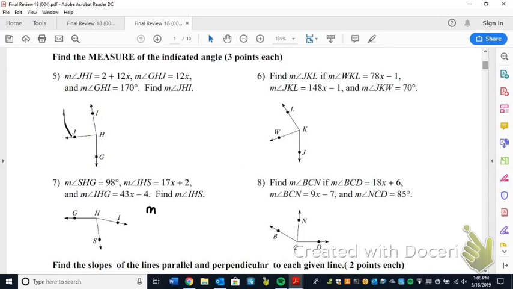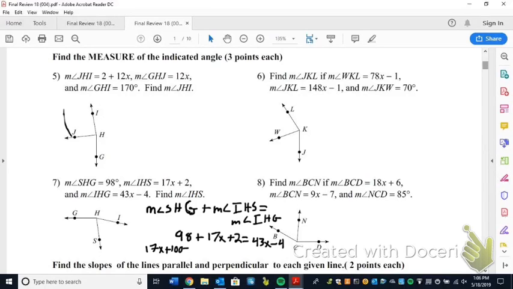Number 7. So here we're going to go the measure of SHG, that's this angle right here, plus the measure of IHS, that's this angle right here, equals the measure of angle IHG. That outside angle right there. See? Okay. So we're going to go 98 plus 17x plus 2 equals 43x minus 4. Combine like terms, we have 17x plus 100 equals 43x minus 4. We're going to add 4 to both sides, subtract 17x. And so we get 104 equals 26x. Divide both sides by 26, and we get x equals 8.